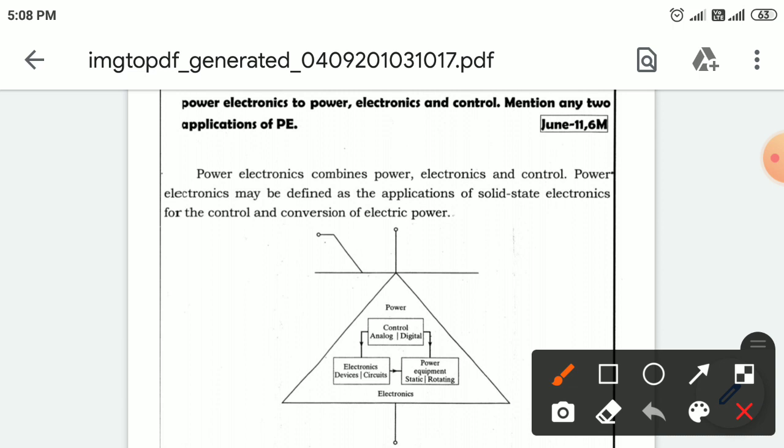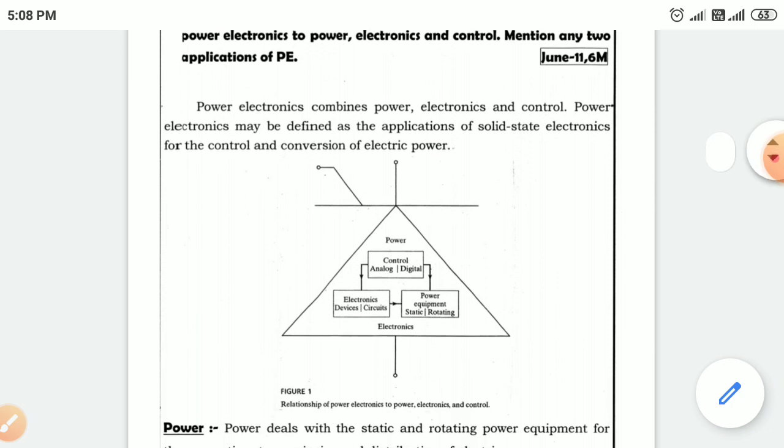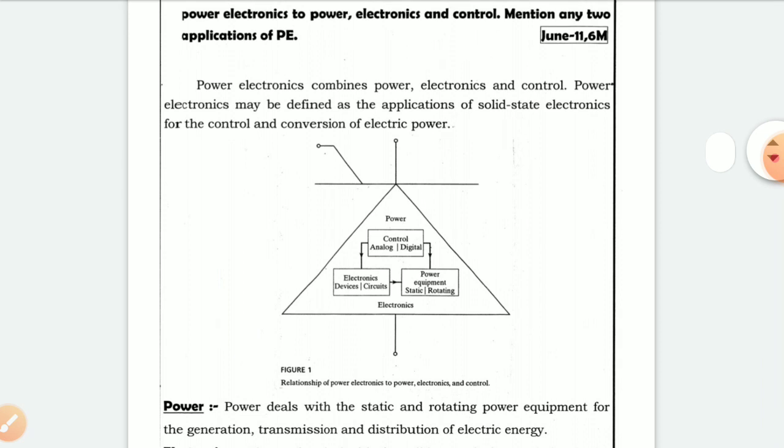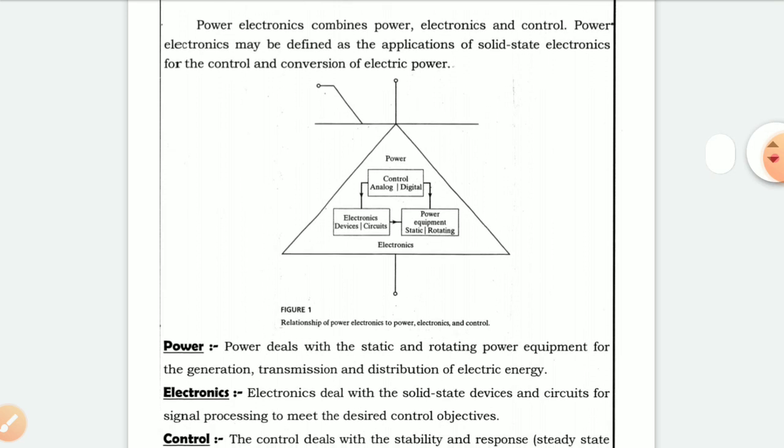This is the control block of power electronics. It consists of a combination of power, electronics and control. So power electronics may be defined as the application of solid state electronics for the controlling and conversion of electrical power. It is a generalized block which represents the power electronic system and indicates the relationship of power electronics to power, electronics and control.